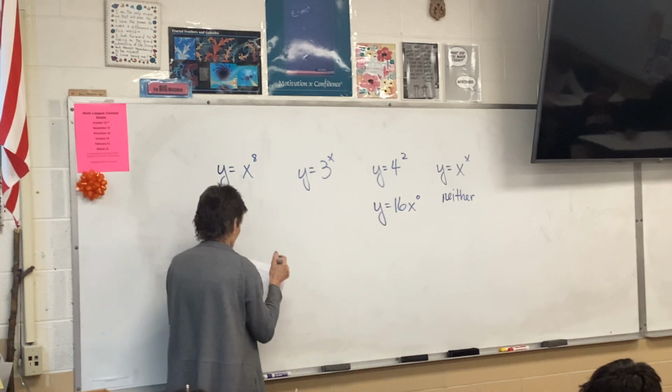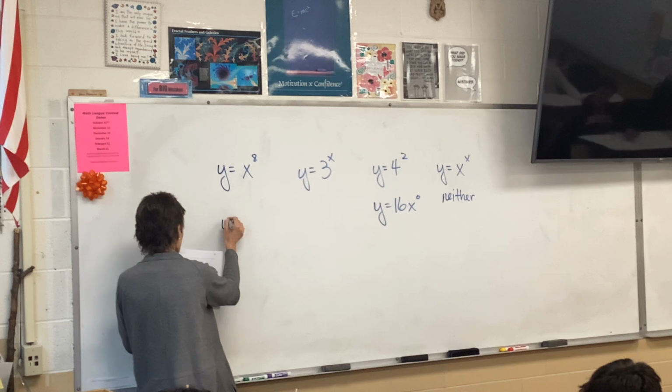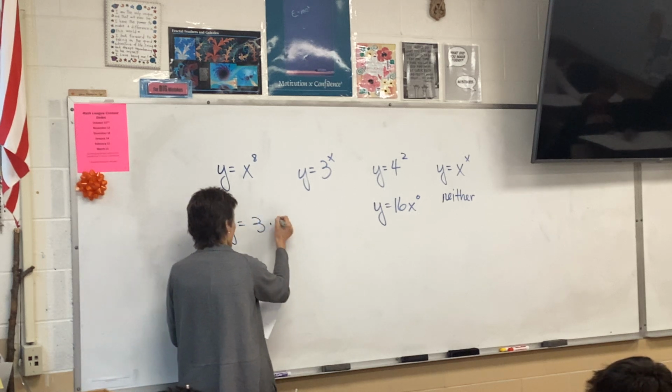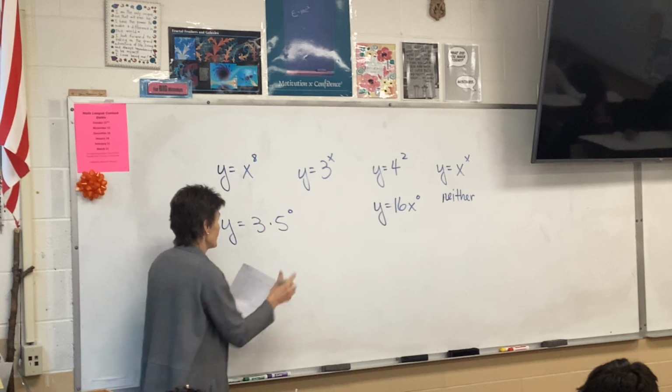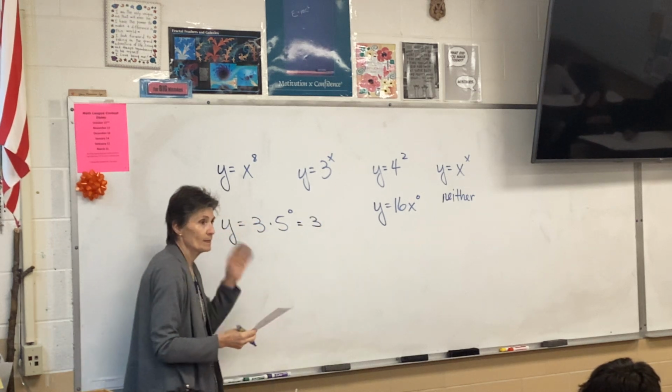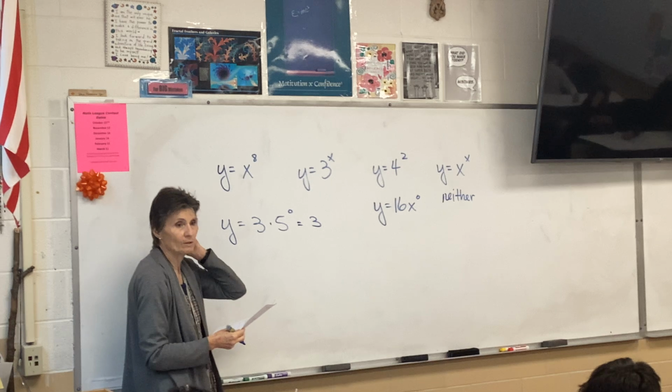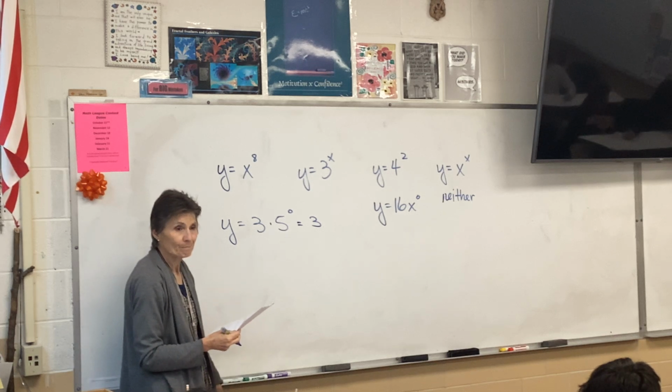Okay, find the value of the function for each given x value. No calculator. So for A, 3 times 5 to the 0. They're telling me to plug in 0. So Dana says that's 3, is he right? Yep, because 5 to the 0 is 1. Okay.